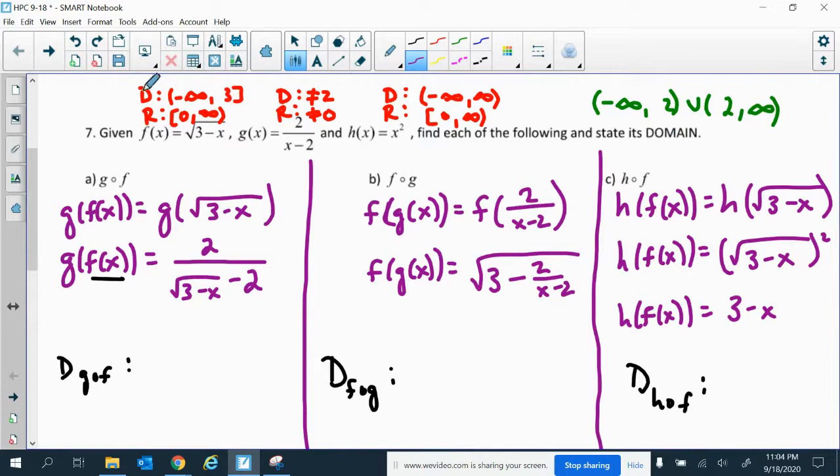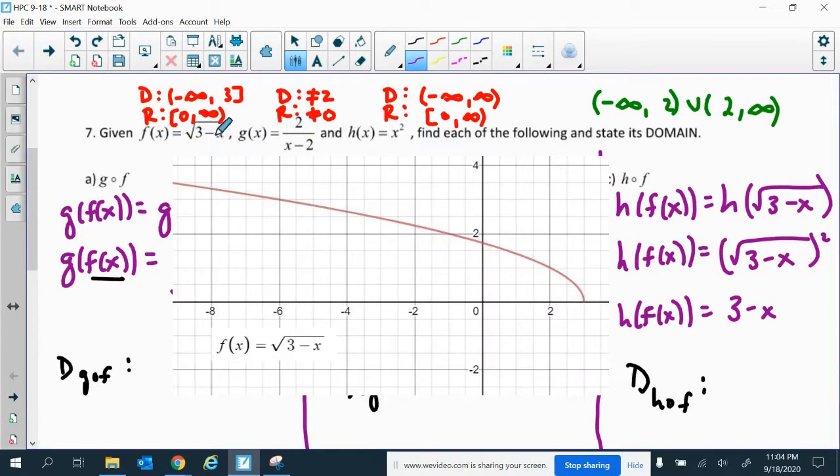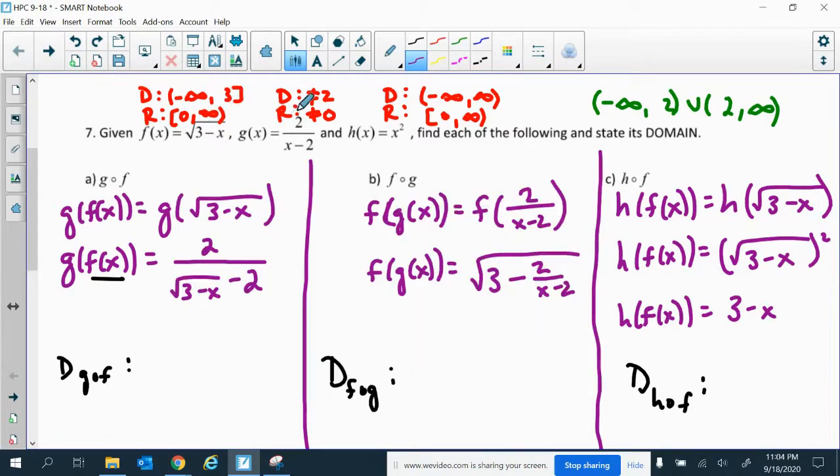Well, the first thing we're going to do is talk about the domain and range of f. So root 3 minus x is that square root function that you're seeing on the screen that has a horizontal reflection and a horizontal translation, 3 to the right, and it flips horizontally. So the domain and range of that are pretty clear: negative infinity to 3, and 0 to infinity.